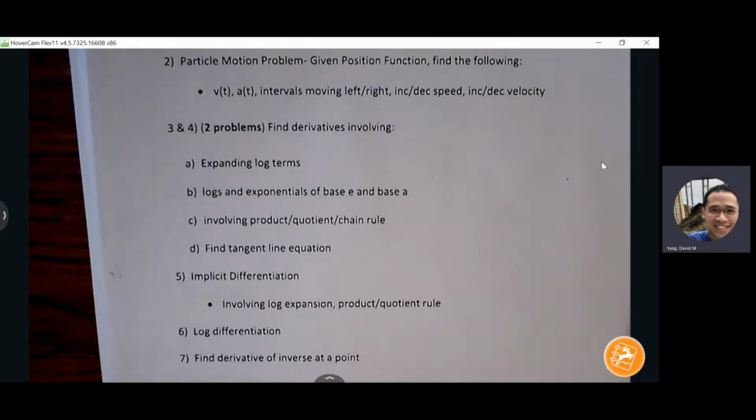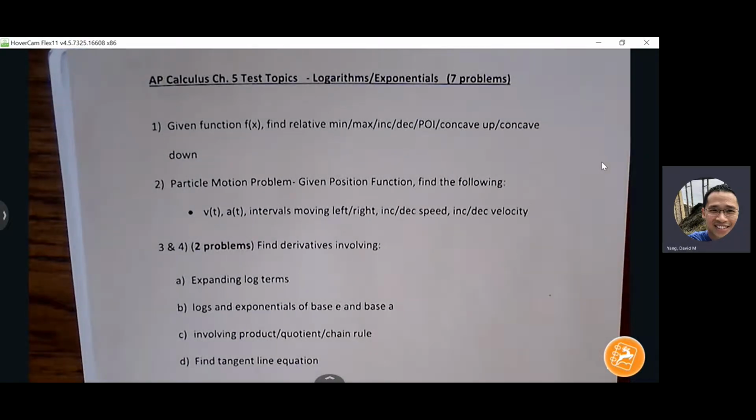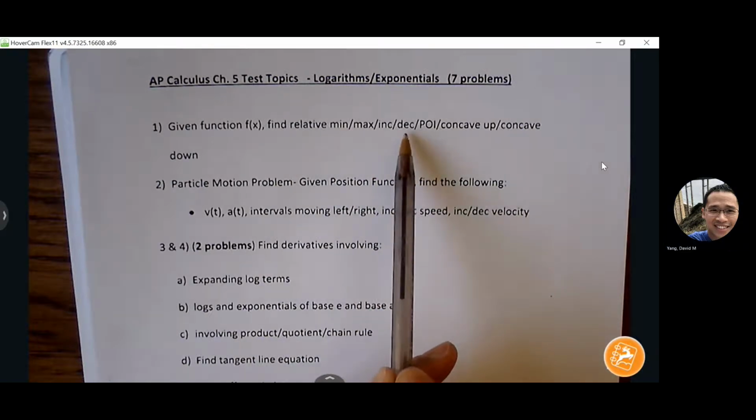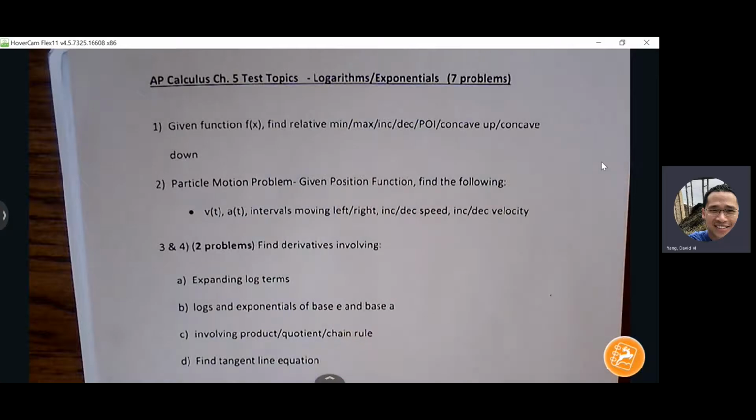Okay, so I just want to give you an idea as to what we're going to be working towards. I'll share this with the class tomorrow as well. Your test topics for your Chapter 5 tests. There's going to be 2 extended problems. One is going to be kind of like a curve sketching type problem where you have to find relative max, relative min, increase, decrease, point of inflection, concave up, concave down, either involving exponential function or log function or natural log function.